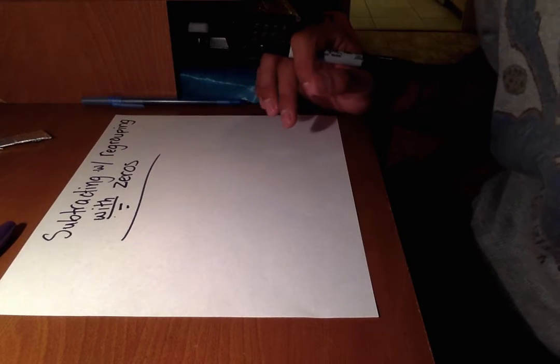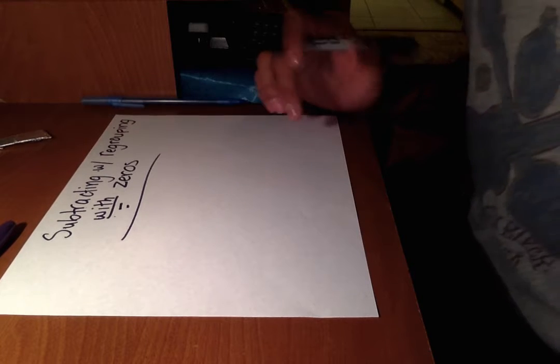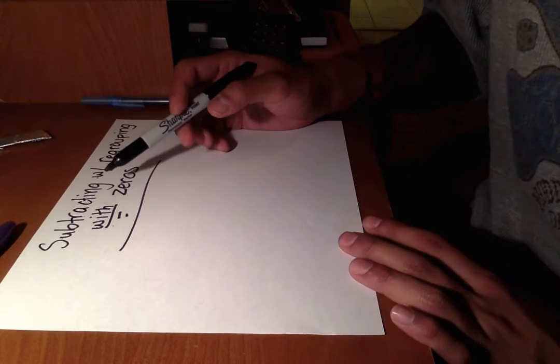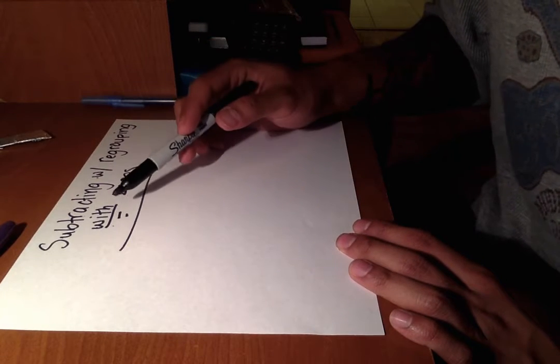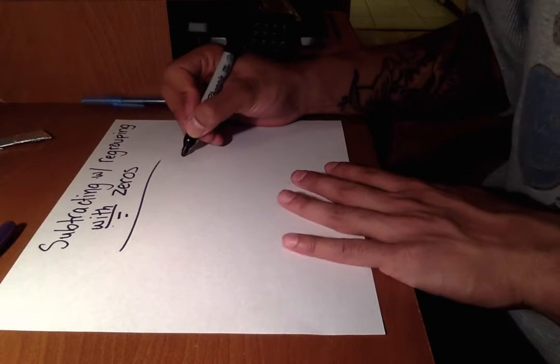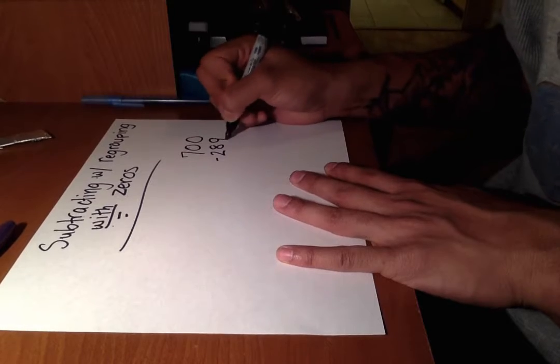OK, and we're back with another math strategy. It is called 50% Dutch algorithm, 50% Mr. OK style. So, we're going to subtract with regrouping, but this time we're going to do it with zeros. So, I'm going to solve 700 minus 289.